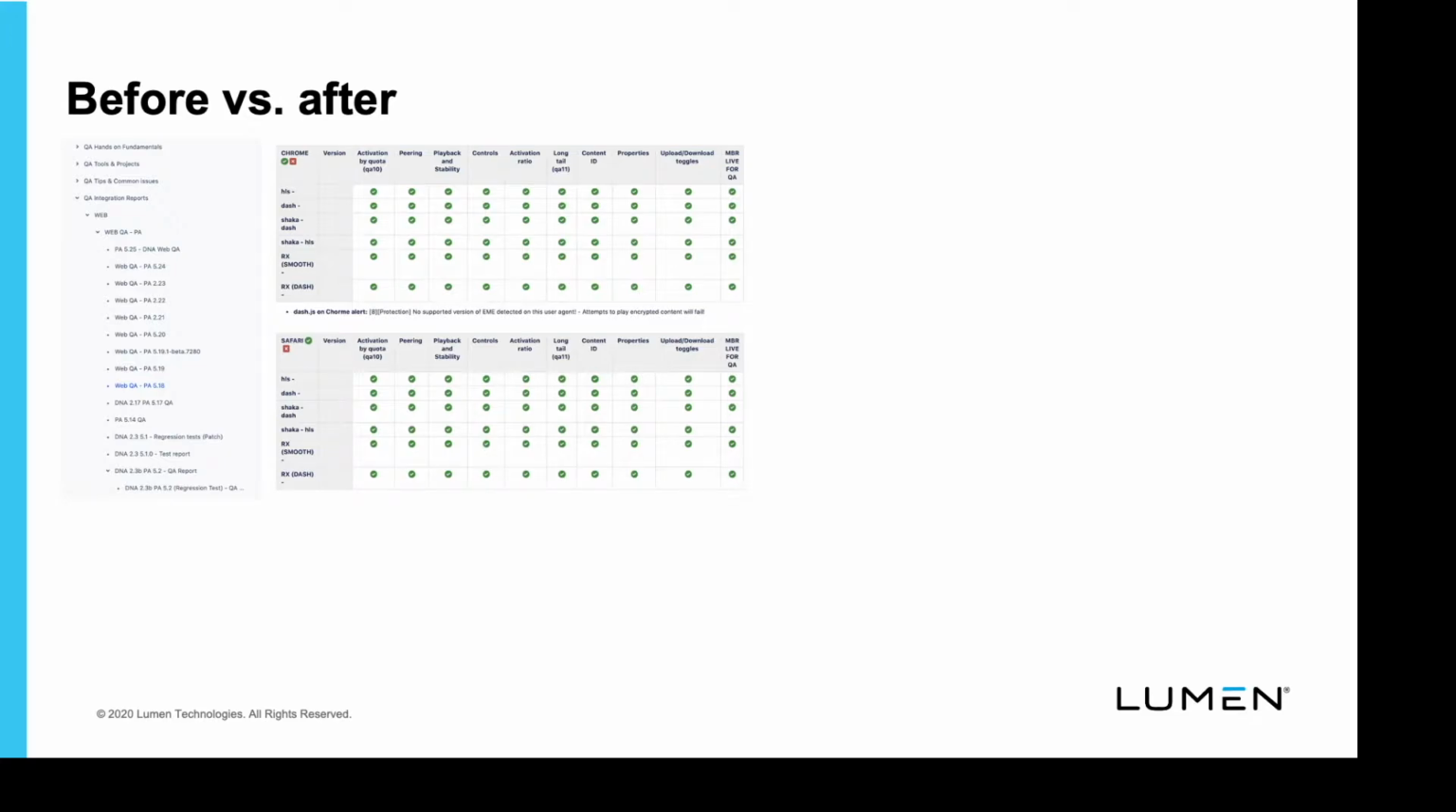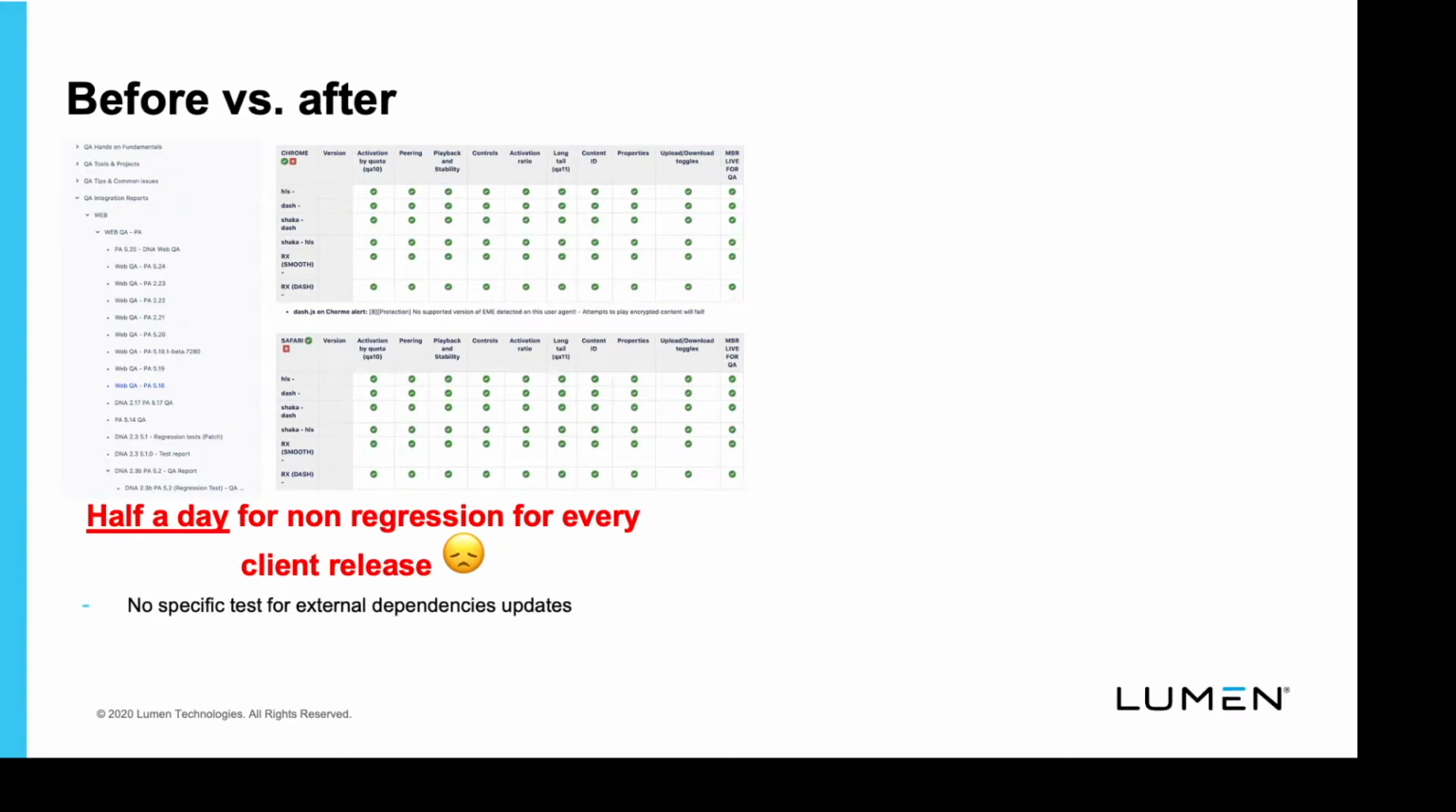Here you can see what we had before, which is basically a to-do list within a Confluence page. And we would test playback and stability, controls, and all the different types of use cases we have. And the very bad thing is that it took us basically half a day for just non-regression for every client release. There were no specific tests for external dependencies. Reports, as you can see, were manually filled and frankly not very pretty. And some use cases were just not tested because it was so time consuming.